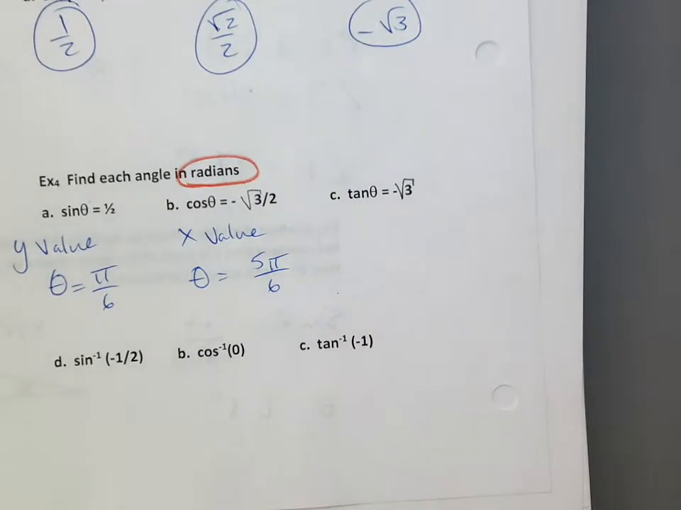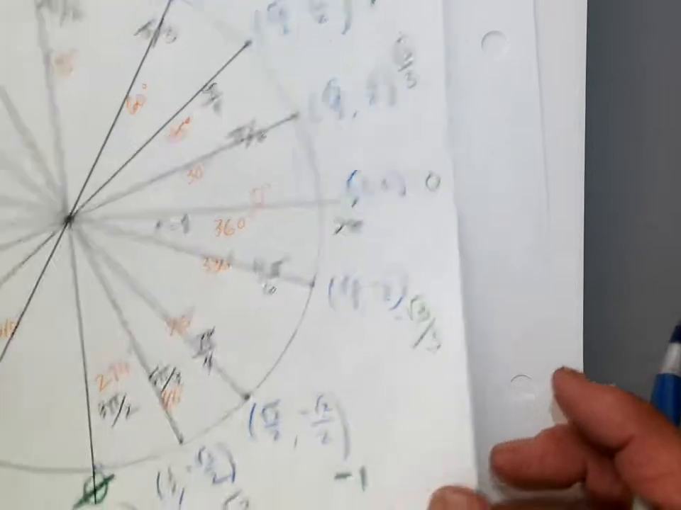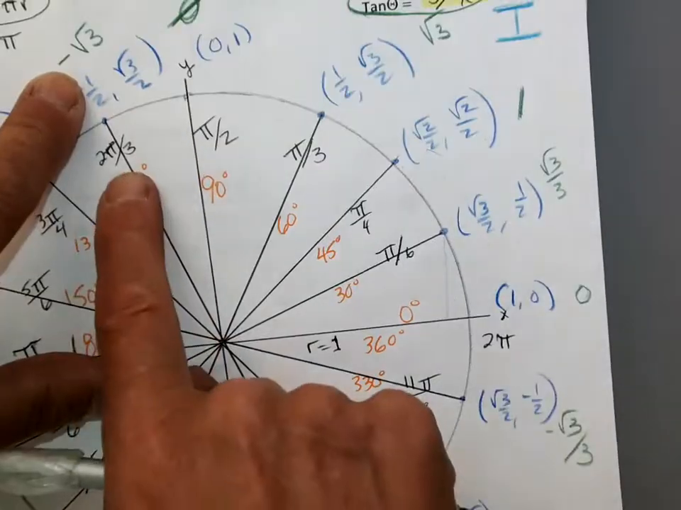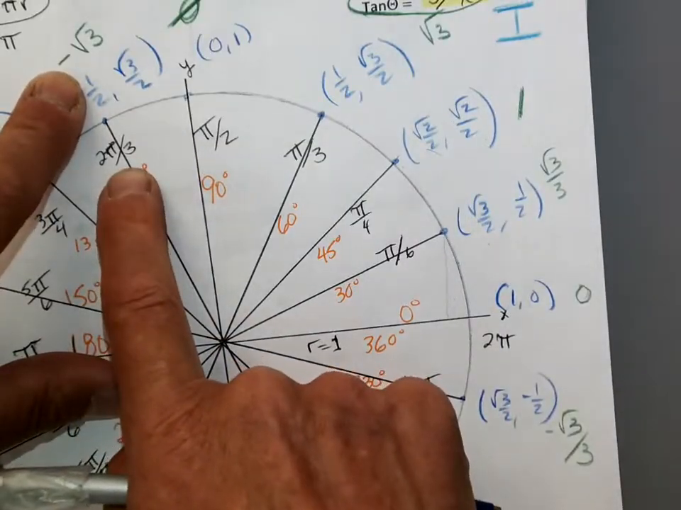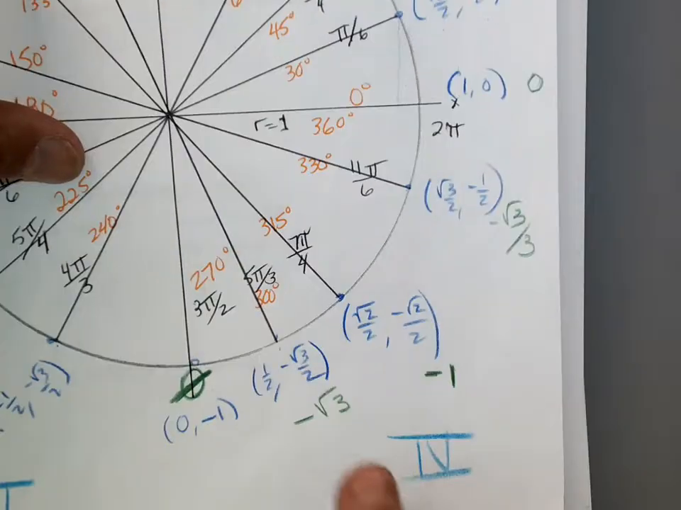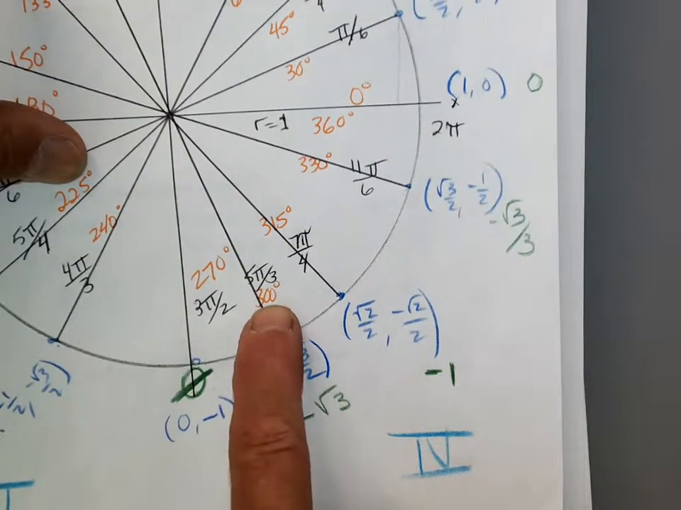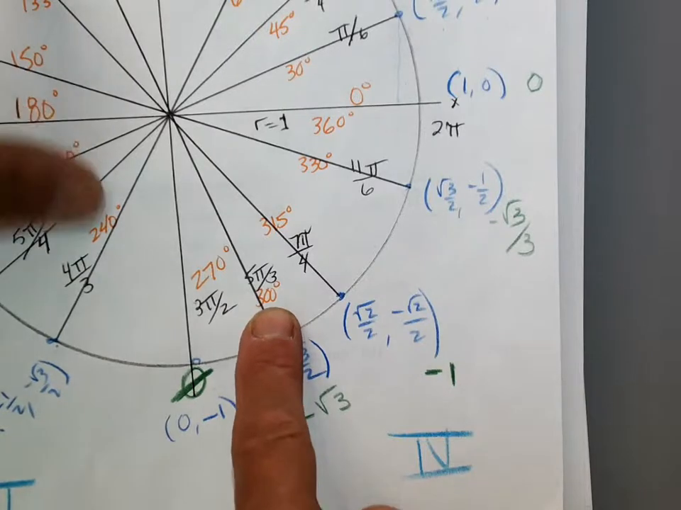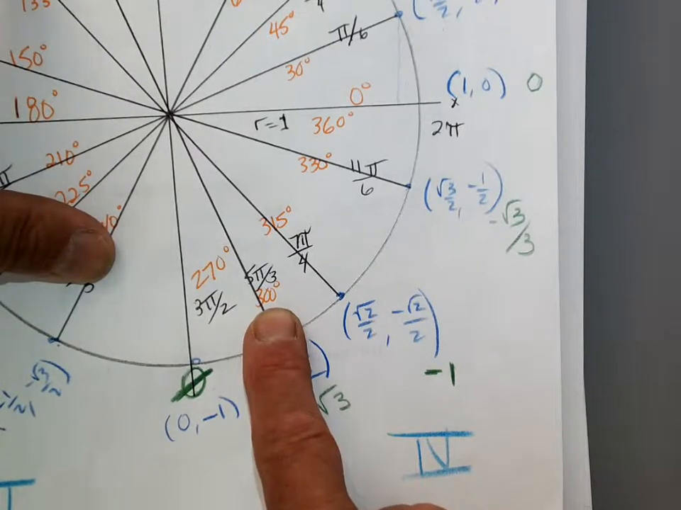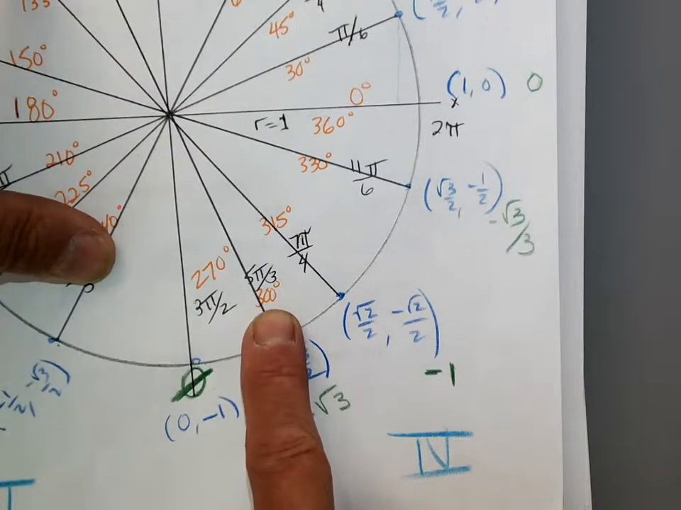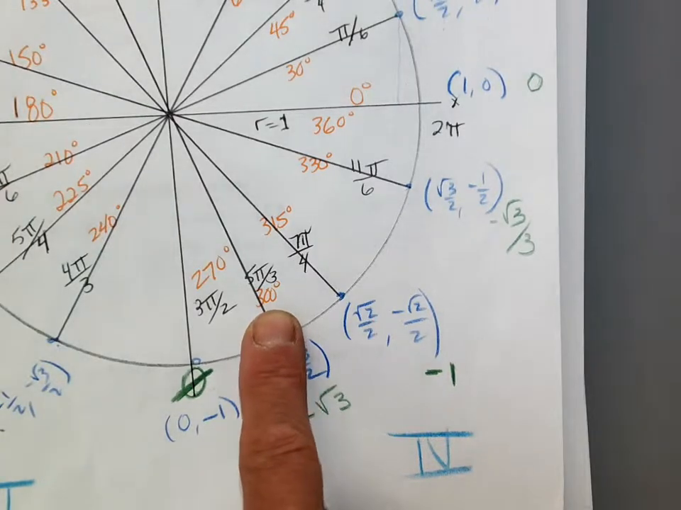Tangent of negative square root of 3. Okay, now this is a hard one, but I know we can do it, okay? So where is it? Well, it is over here at 2 pi thirds, right? It's here at 5 pi thirds, but it's neither one of those answers, actually. It's going to be a negative pi thirds, because we're going to go boop.